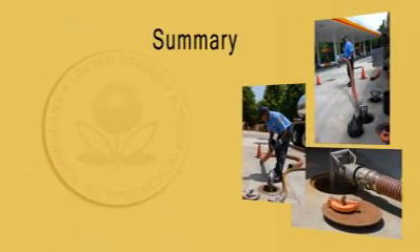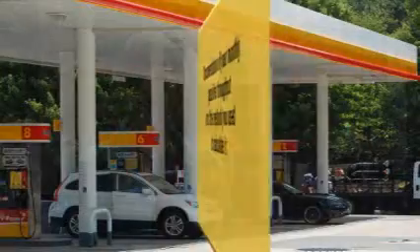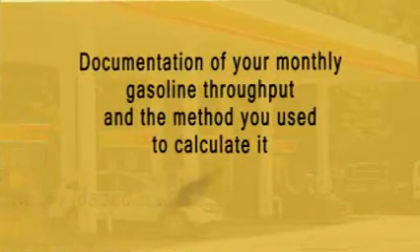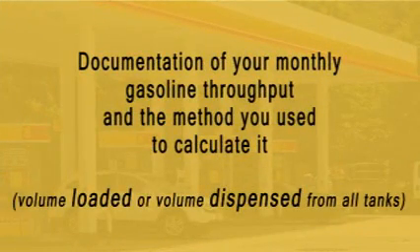Now, let's do a quick summary of the key points. The federal NESHAP for gasoline dispensing facilities, NESHAP 6C, applies to all sources that dispense gasoline into a fuel tank of a motor vehicle. This includes all gasoline stations and many fleet vehicle refueling centers. NESHAP 6C requires you to keep records of all the following information: documentation of your monthly gasoline throughput and the method you use to calculate it, volume loaded or volume dispensed from all tanks.